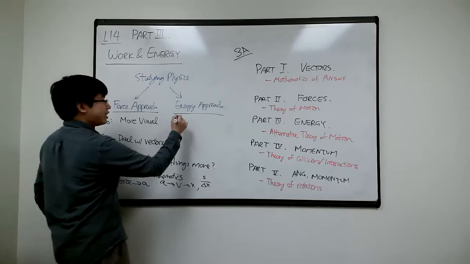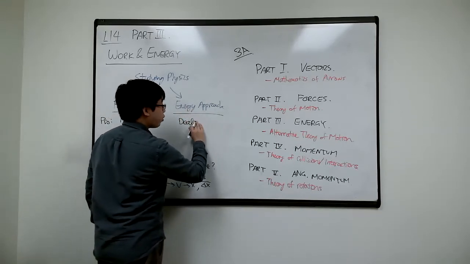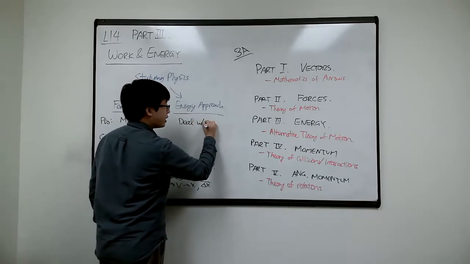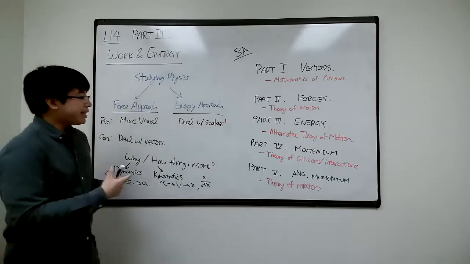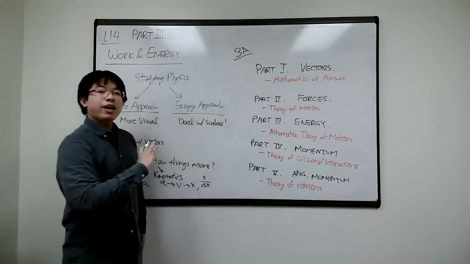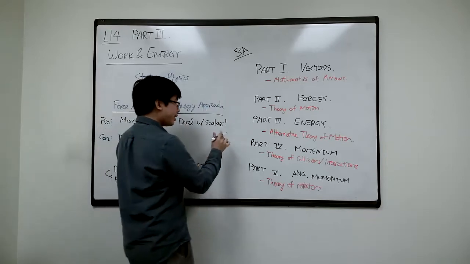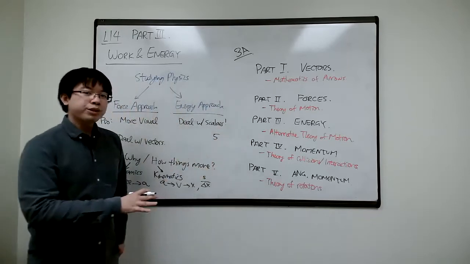On the other hand, for the energy approach, that's a pro, because you only deal with scalars. So that means we're going to say something has a certain amount of energy, but energy will not have a direction. Okay, energy is just a number. Something has 5 units amount of energy. The units is going to be joules.